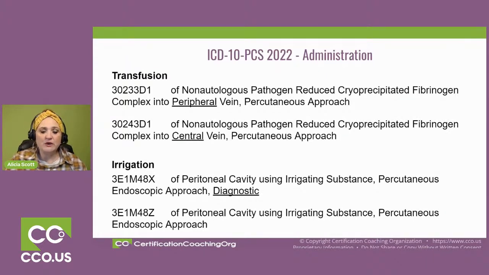All right, then we can do an irrigation in administration, because what is an irrigation? Yeah, we're administering something into the body, a liquid. We're flushing out something. That's an administration. So peritoneal cavity using irrigating substance. It can be anything.